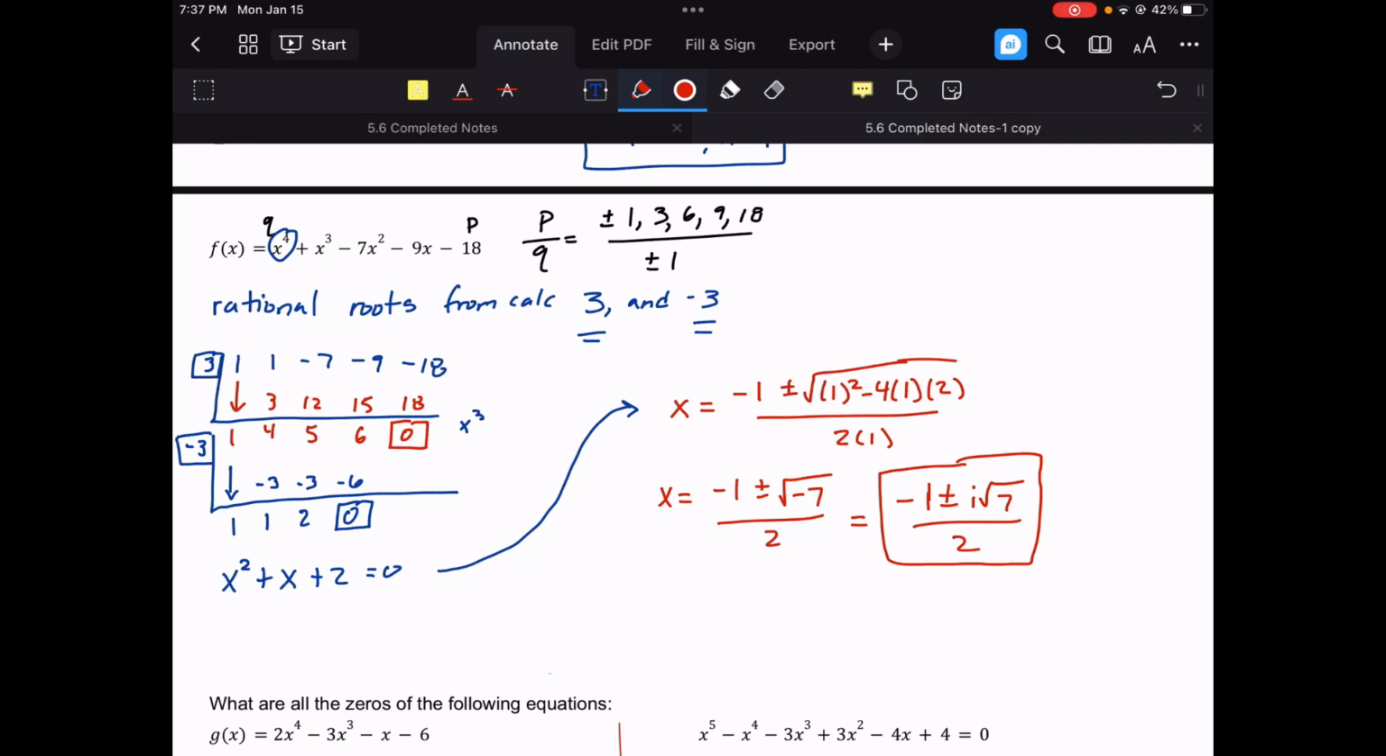So right now, all of our roots are x equals negative 3, 3, and negative 1 plus or minus i square root of 7 over 2. And so we have 4 roots because we have a 4th degree polynomial.